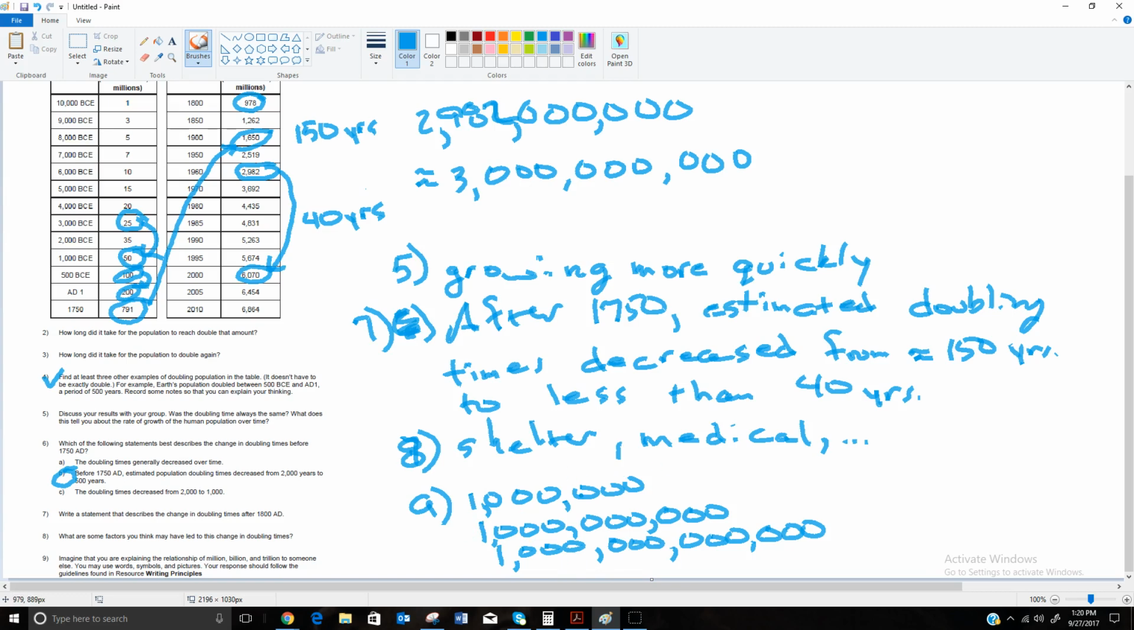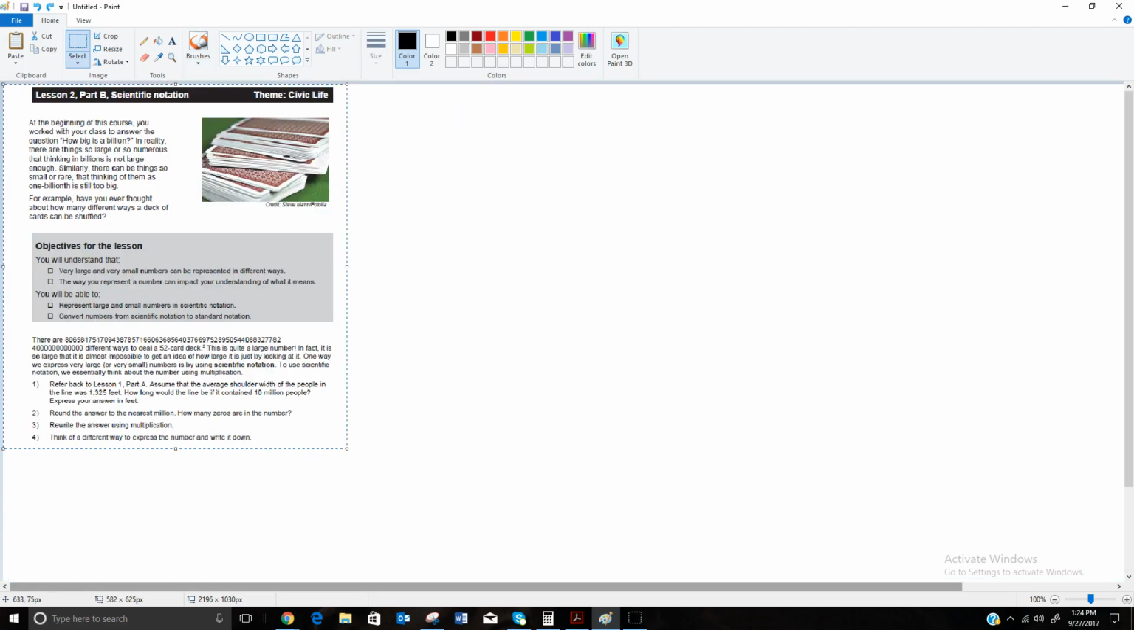And we'll move on to lesson 2B. So now we're going to talk about scientific notation and how to write numbers in scientific notation. So it says, refer back to your lesson 1, part A.